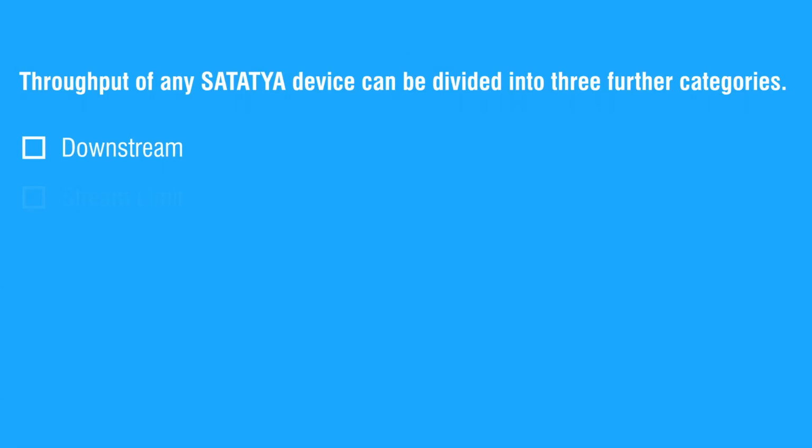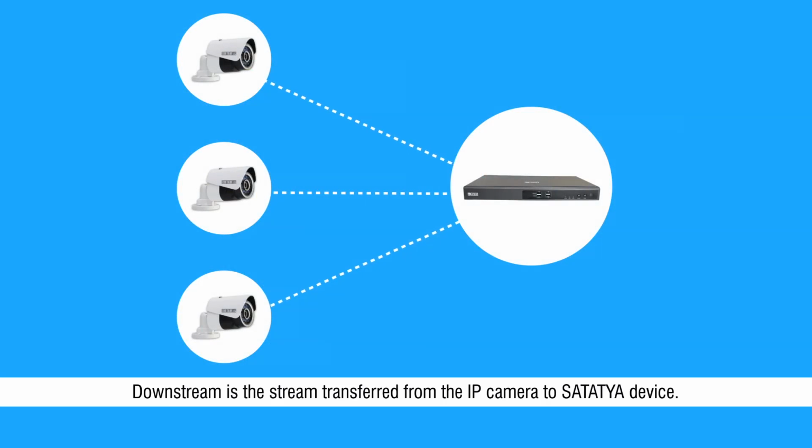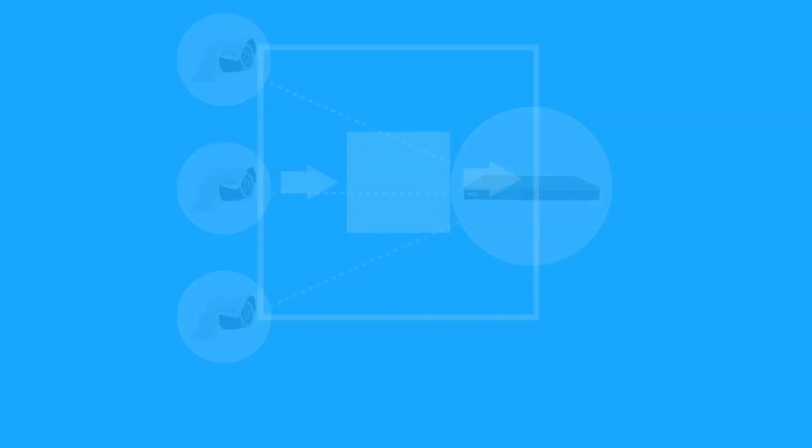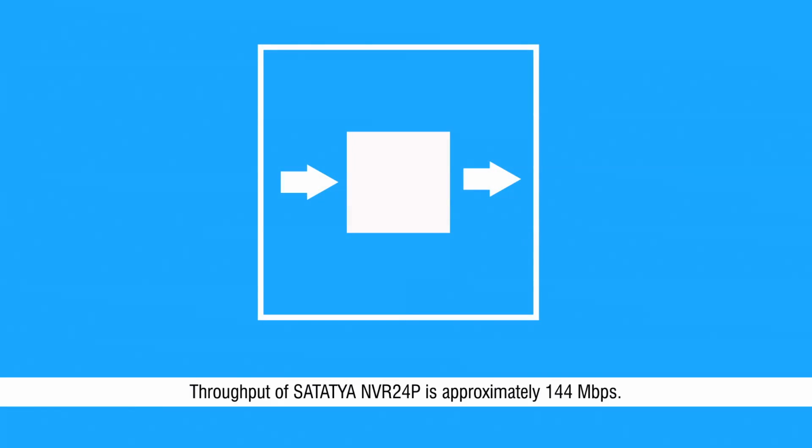Throughput of any SATATYA device can be divided into three further categories. First, downstream, second, stream limit, and third, upstream. Let us understand about downstream. Downstream is the stream transferred from the IP camera to SATATYA device. Throughput of SATATYA NVR24P is approximately 144 Mbps.